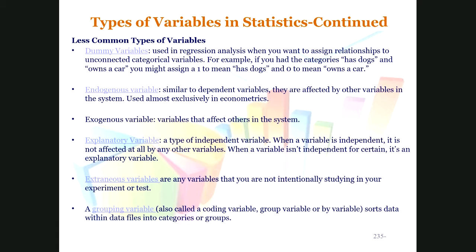A grouping variable is also called a coding variable. A group variable or binary variable sorts data within data files into categories and groups. So you're going to say, oh, I'm going to check the heights of people. So I'm going to have all the males under 5'5". I'm going to have all the females, and you give them a label, and that's all it is, a label. You can compare the groups, but you don't do an analysis within that. Well, you can do it within the group, but you're not analyzing the group label.